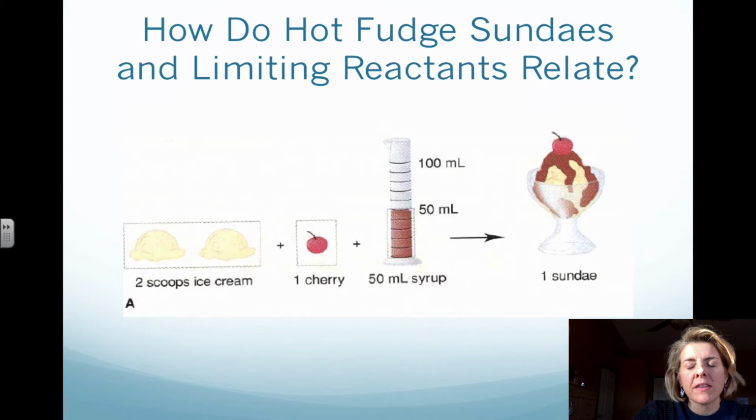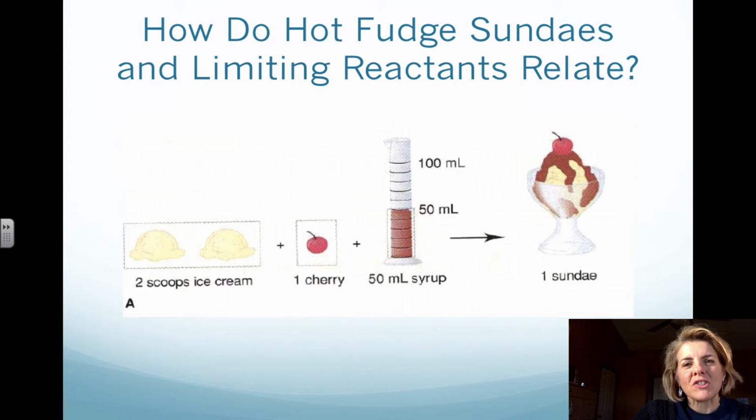So in the previous slide or video, we talked about how to use stoichiometry in the stepwise process converting between reactants and products. Now we're going to talk about limiting reactants and percent yield. And this is like one of my favorite parts because I get to talk about sundaes.